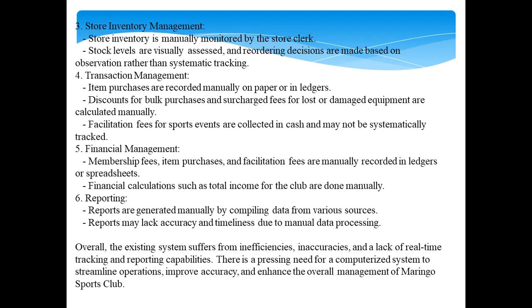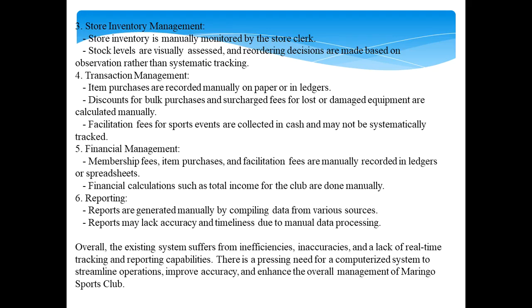Number 4, transaction management. Item purchases are recorded manually on paper or in ledgers. Ledgers are big books. Discounts for bulk purchases and surcharge fees for lost or damaged equipment are calculated manually. Facilitation fees for sports events are collected in cash and may not be systematically tracked. Then, how do they do their financial management? Membership fees, item purchases, and facilitation fees are manually recorded in ledgers or spreadsheets. Financial calculations such as total income for the club are done manually.